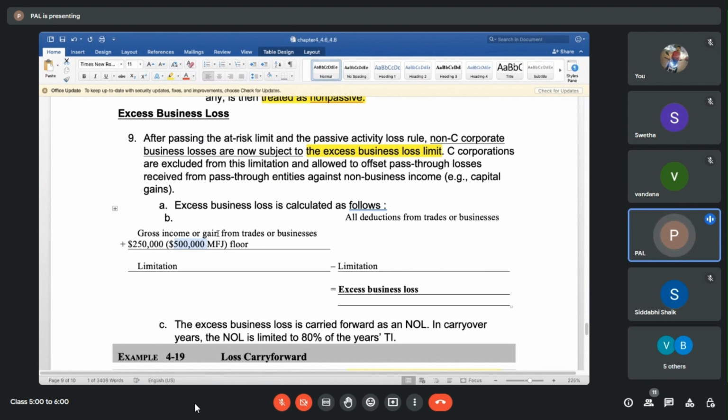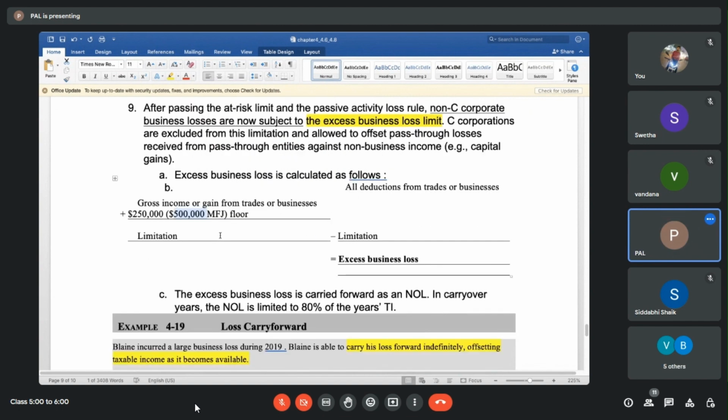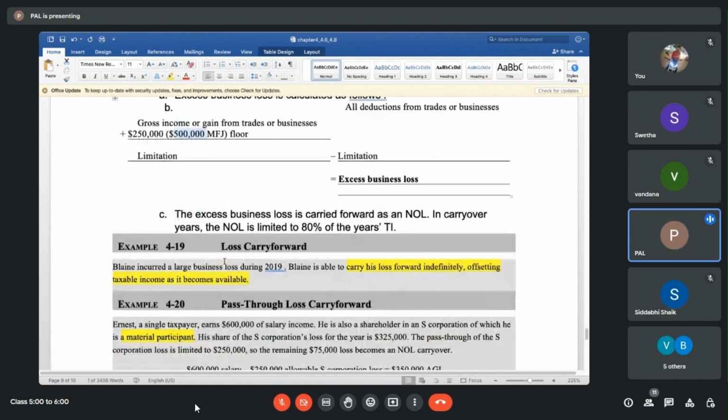Usually people will go and form an S corporation or LLCs, and those losses come from the LLC. Very rare, but it's possible. So what the IRS is saying is, yes, you can deduct it, but there's something called the excess business loss limitation, and we are not going to allow you to deduct more than that. Remaining losses can be carried forward and you can use them next year.